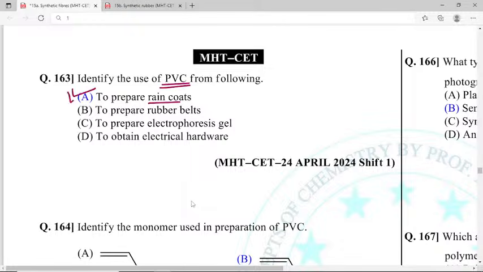Identify the use of PVC. To prepare a raincoat, yes, it is correct. To prepare a rubber belt, no. To prepare electrophoresis, no. To obtain electrical hardware, no. So PVC is used to prepare raincoats.